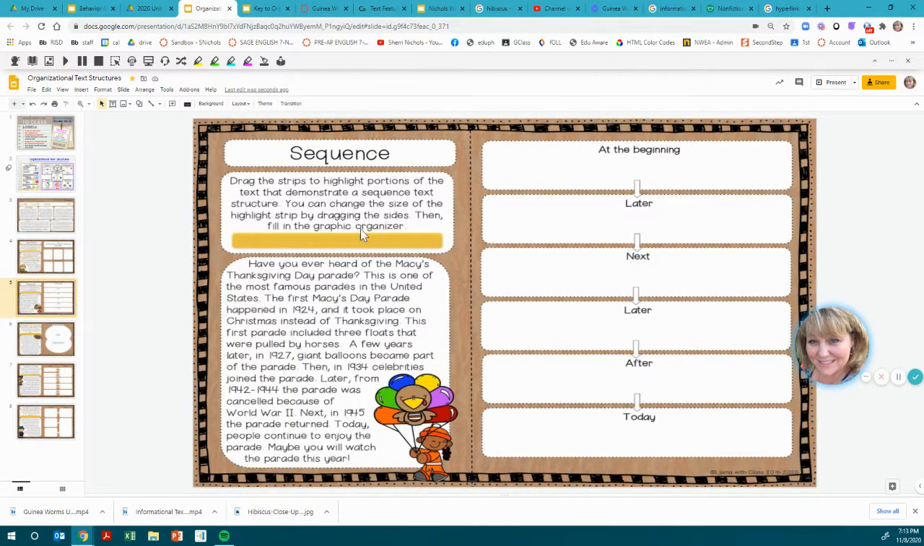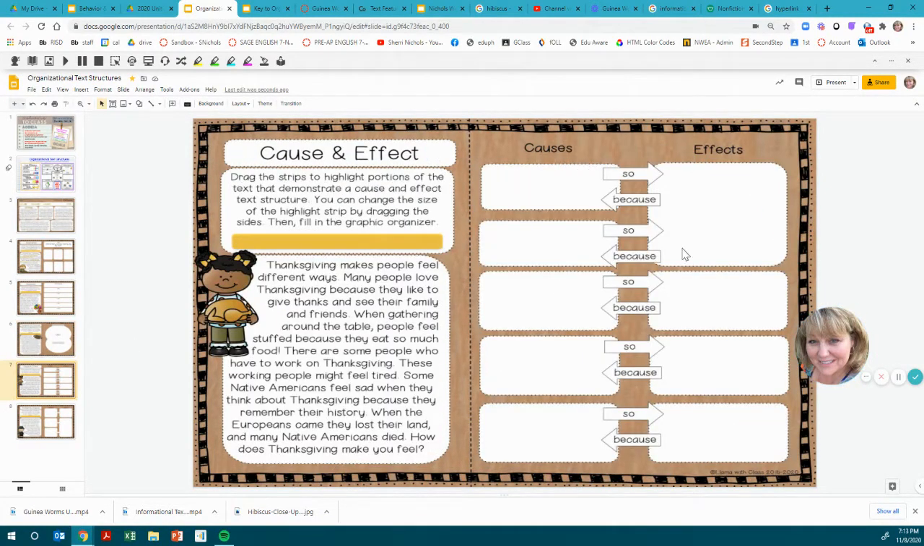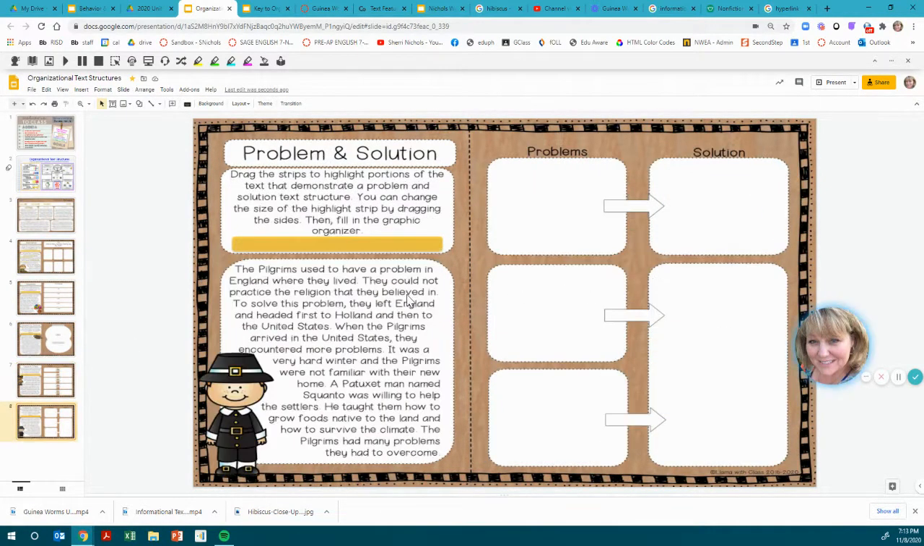You'll go ahead and move on for sequential order, mark it, and then fill it in. So read it, mark it, fill it in, read it, mark it, fill it in, and read it, mark it, fill it in.